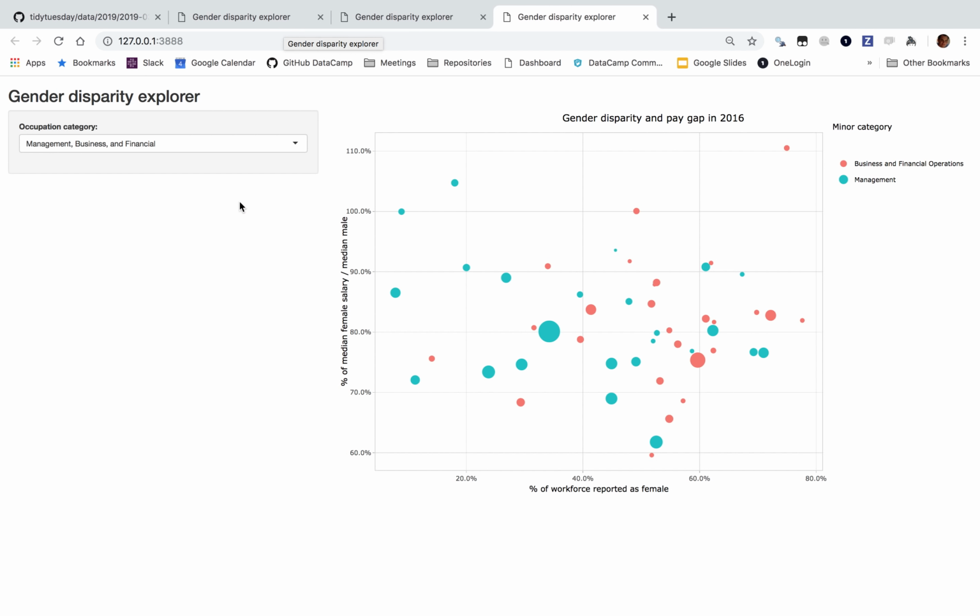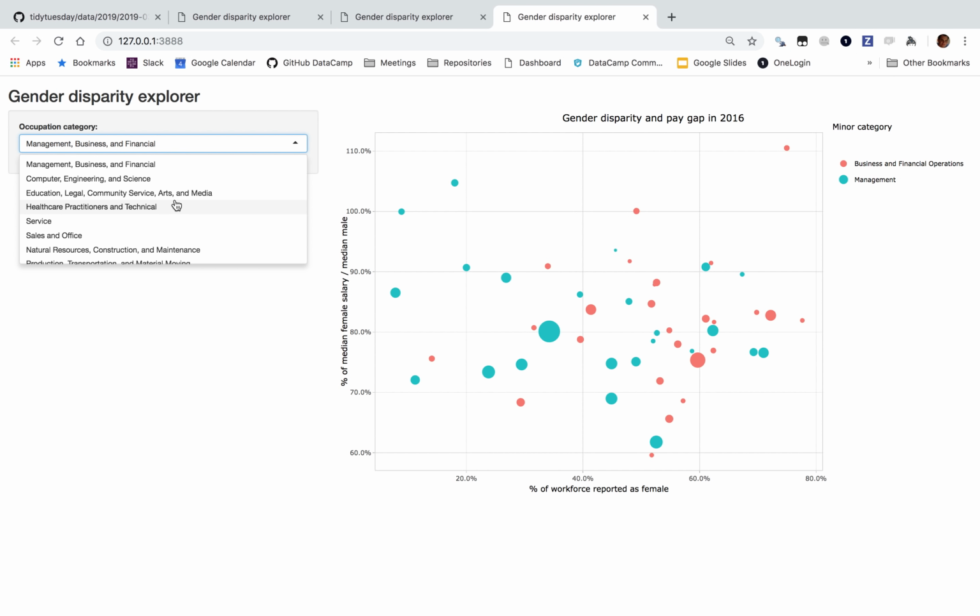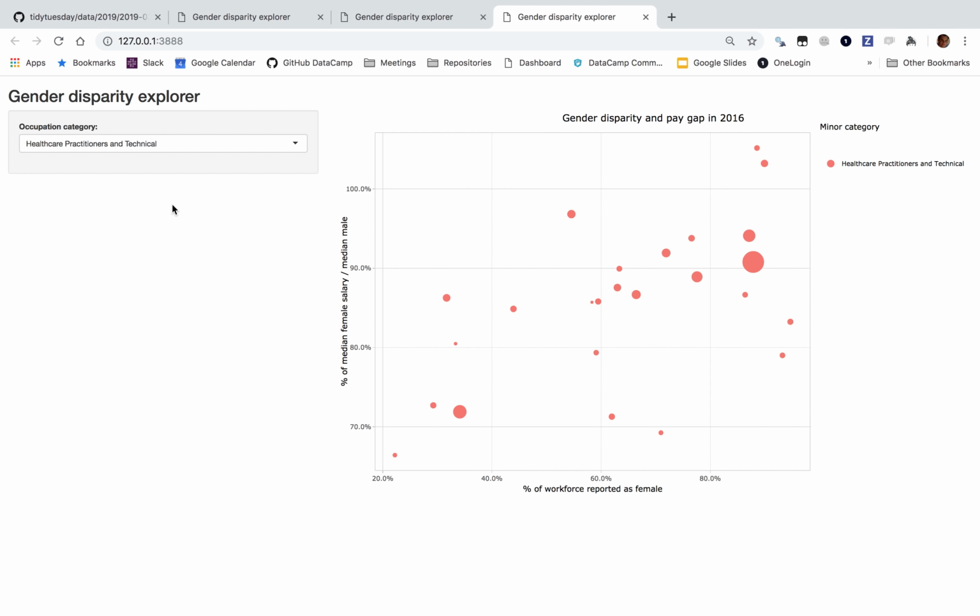Okay, so this is an explorer where I can choose an occupation category. I can look at healthcare practitioners and technical, like we did before. We see a positive correlation. We see each of these bits of information here. I'm also going to rename, it's a really clumsy tooltip. I'm going to rename total earnings female total.